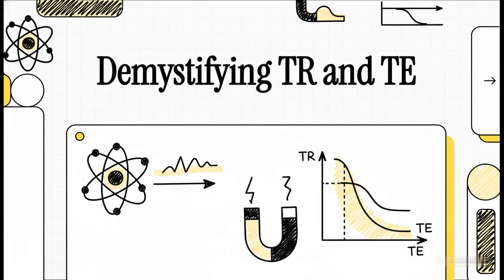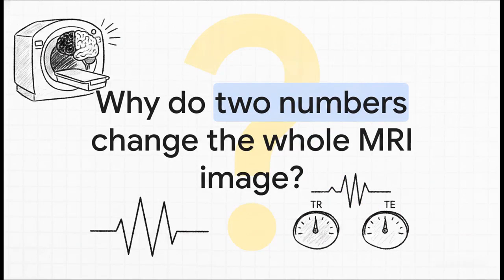Have you ever wondered why changing just two simple numbers on an MRI scanner completely changes the image? Well, welcome to the Explainer. Today we are tackling a subject that almost every radiography and medical student dreads at first, but one that is absolutely fascinating once it finally clicks: MRI physics. Those two magical numbers are TR and TE. They are literally the absolute backbone of MRI image contrast.